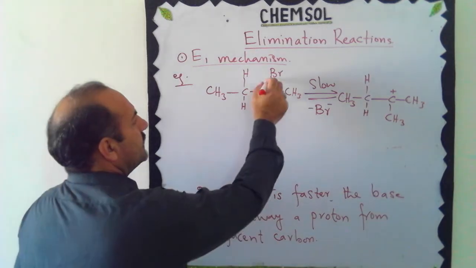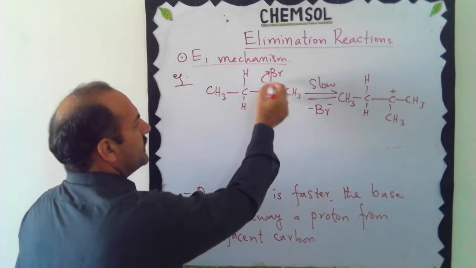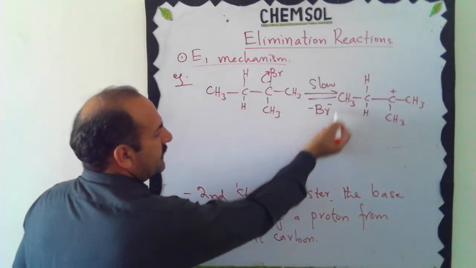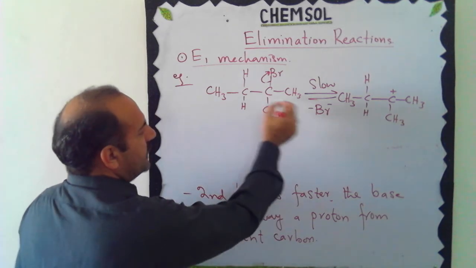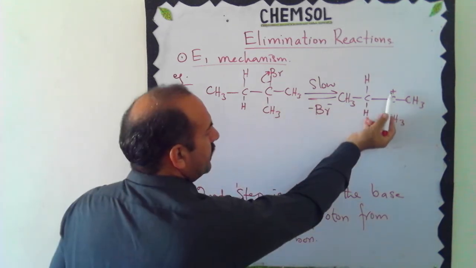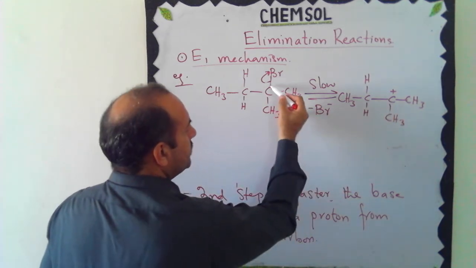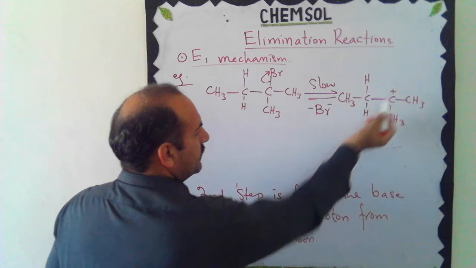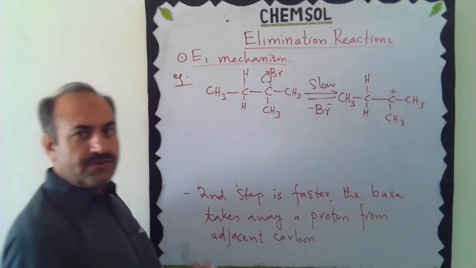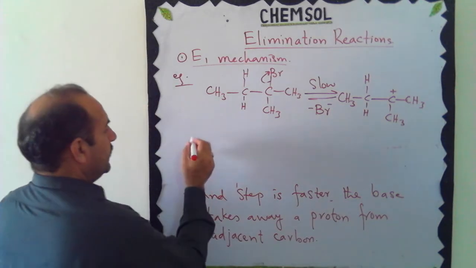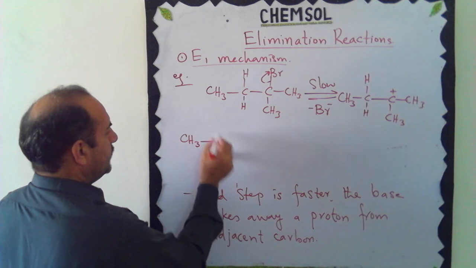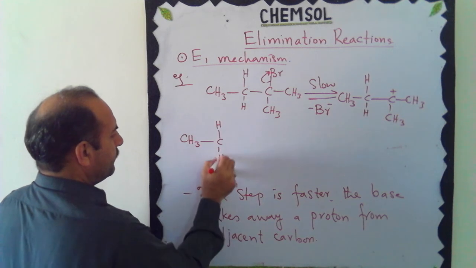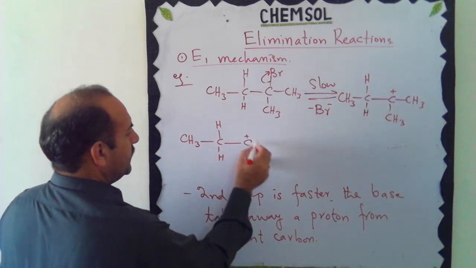This bromine has taken away these electrons along with it, so it has left the molecule as bromide ion, while this carbon has become positive because both the electrons are taken away by the bromine. So it is a kind of carbocation. In the next step, one of the hydrogen will be taken away by the base.